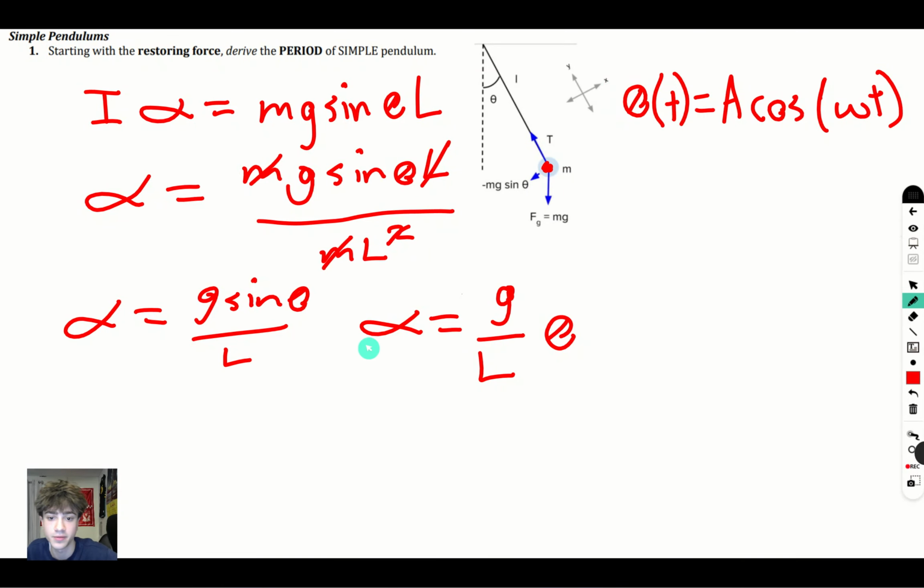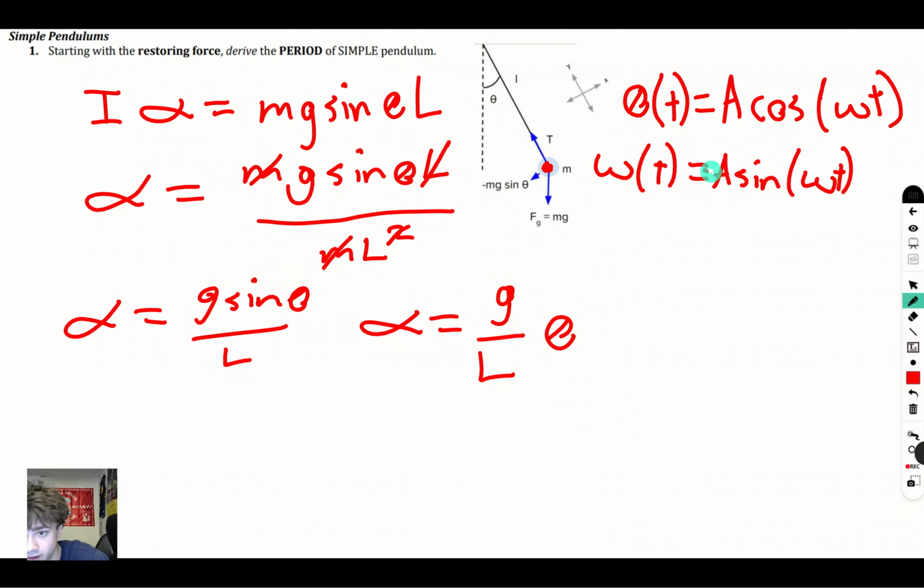Alright, so from here we want to find another equation for alpha, and the way we're going to do this is by taking two derivatives of this equation right here. So let's just do that. Our first derivative, omega of t, is equal to negative a sine omega t, with a negative up front, times the derivative of the inside, which is just going to be omega.